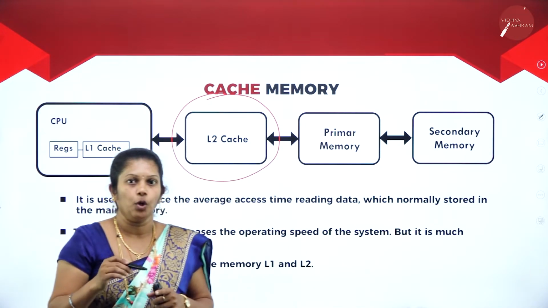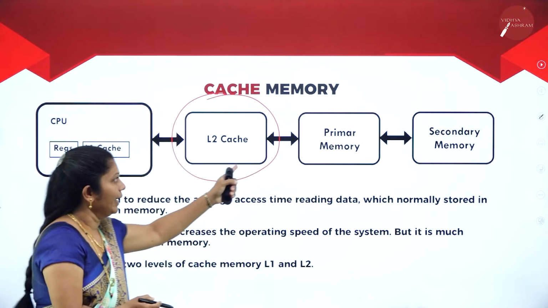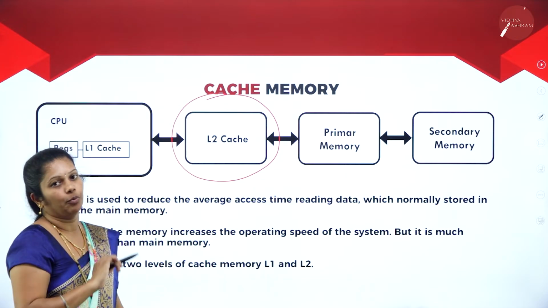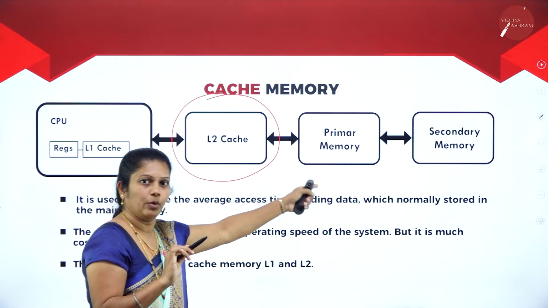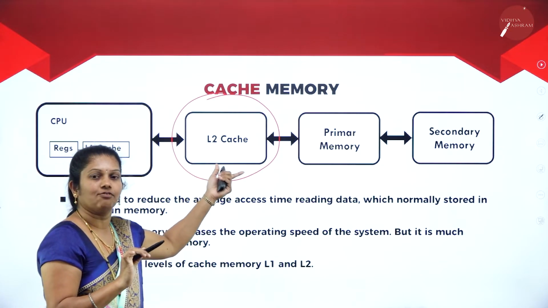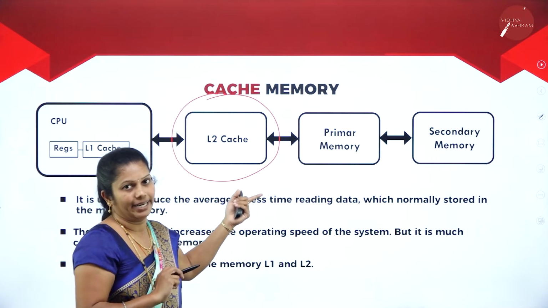Once again, if the CPU wants the same data, it will not go to primary memory. It accesses the data from cache memory only. No need to go to the primary memory once again. Directly it can access it from the cache memory because the cache memory stores a copy of the data.